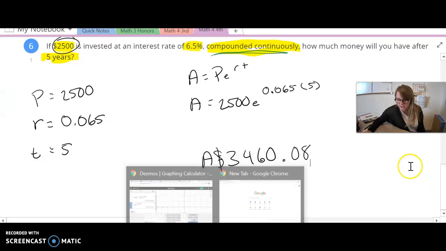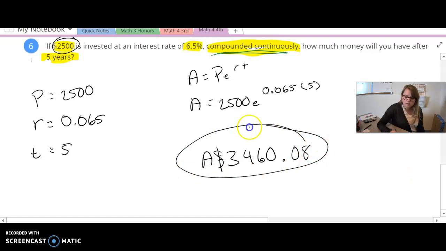I just want to double check that. Once you can set up the equation, you should be able to get your answer. That's the most important part.